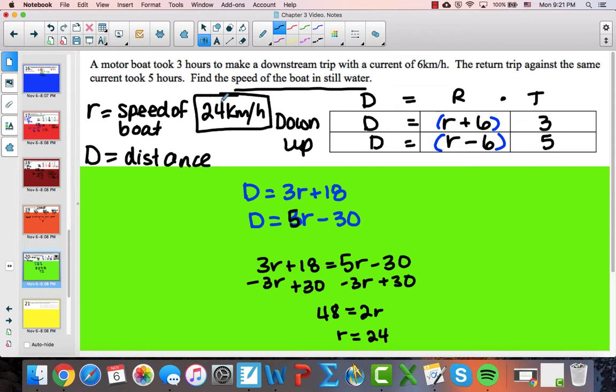I don't need the distance, but I could find the distance if I wanted to by multiplying 3 times 24 and adding 18 to it. Okay? All right, so let's move on.